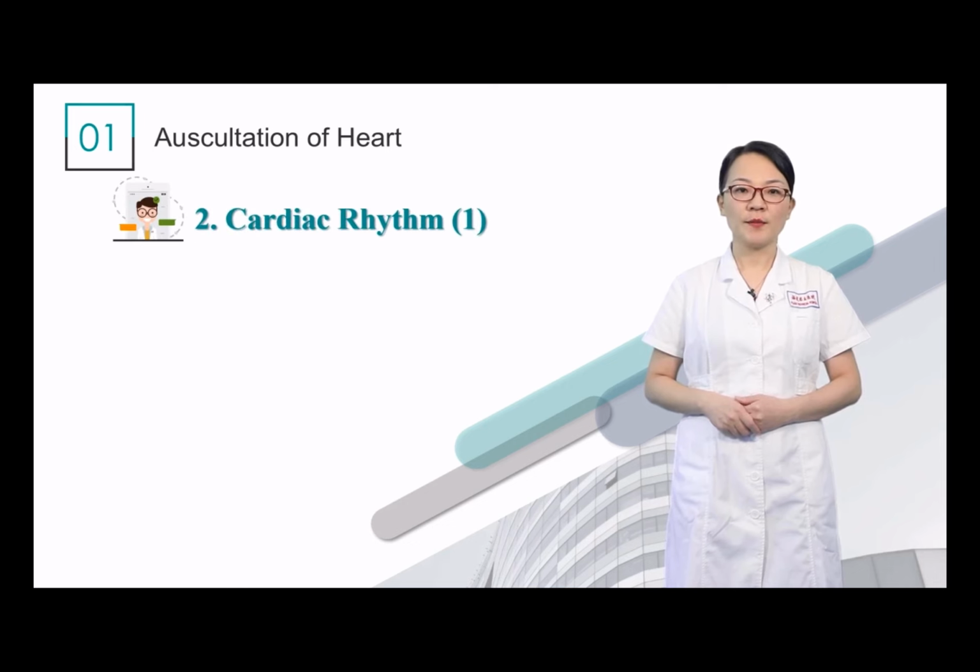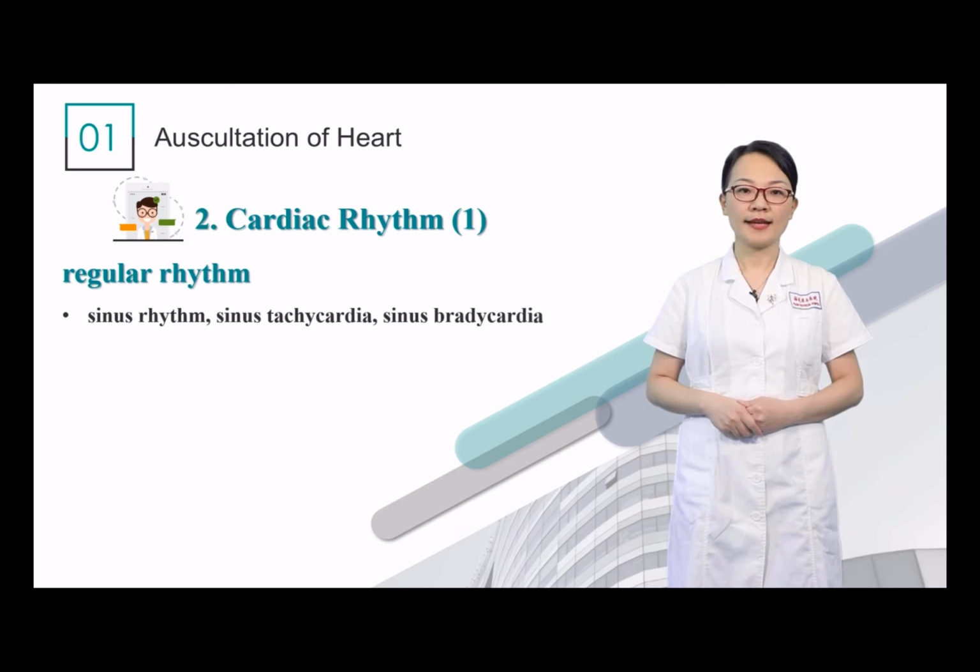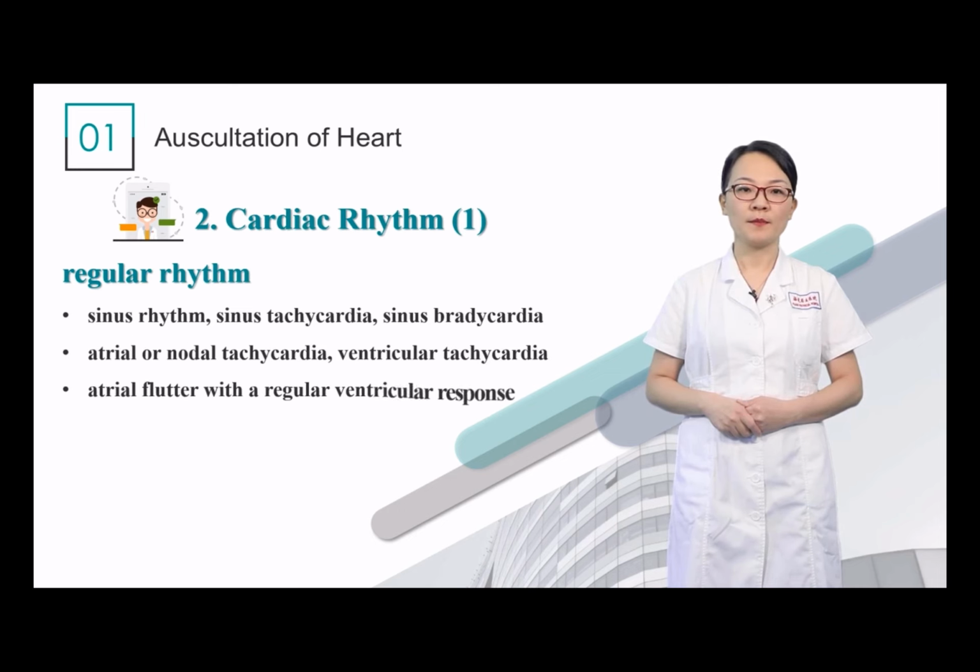Next, we should make sure if the rhythm is regular or irregular. For example, a regular rhythm is consistent with sinus rhythm, sinus tachycardia, sinus bradycardia, atrial or nodal tachycardia, atrial flutter with a regular ventricular response, ventricular tachycardia, atrial ventricular block, and so on.